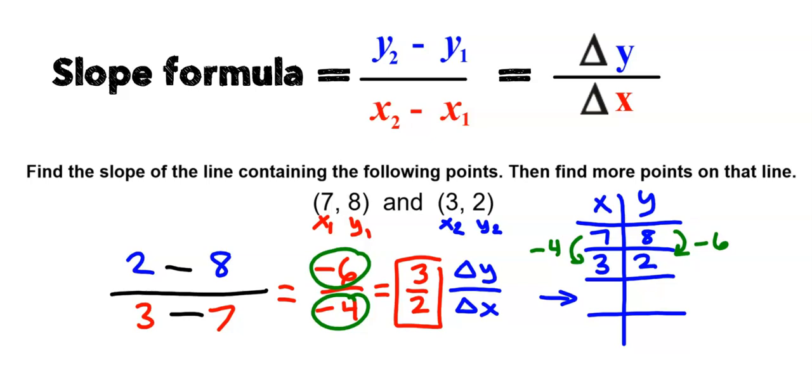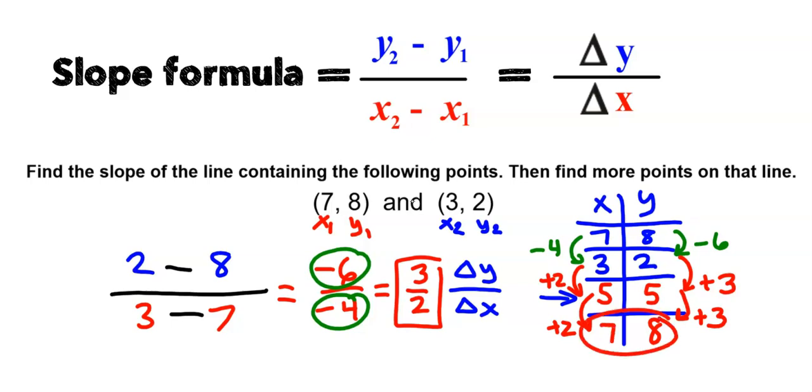We could also find another point by simply saying that the change in y is plus 3, or the change in x is plus 2. That's another pattern that would work. So if I add 3 here, I would get 5. And if I add 2 here, I would also get 5. I could also add 3 again, get 8. I could add 2 and get 7. See? There's another point.